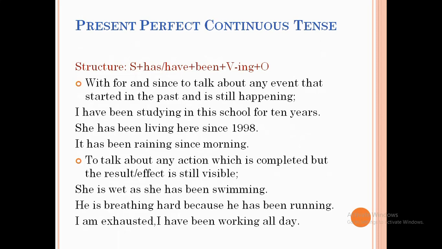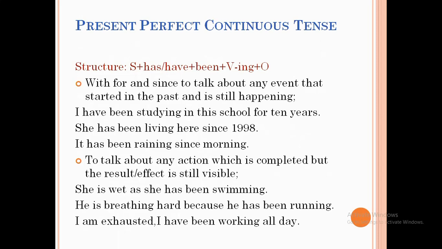So now let's talk about present perfect continuous tense. The structure of present perfect continuous tense is subject plus has/have plus been plus verb-ing plus object. So here let's discuss in which situation we can use present perfect continuous tense.